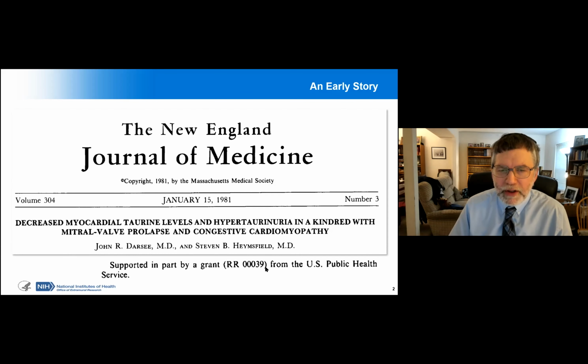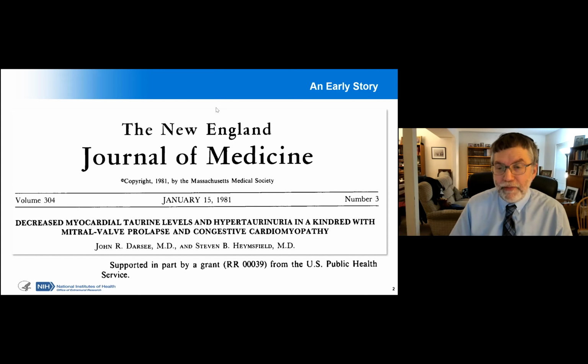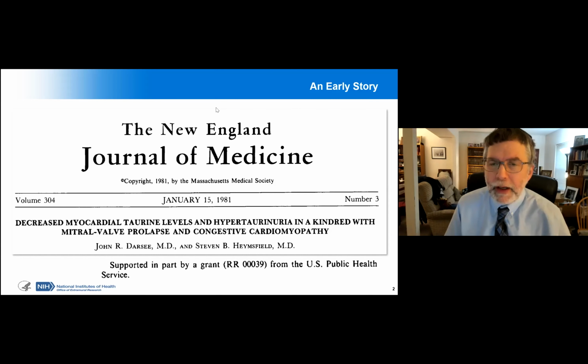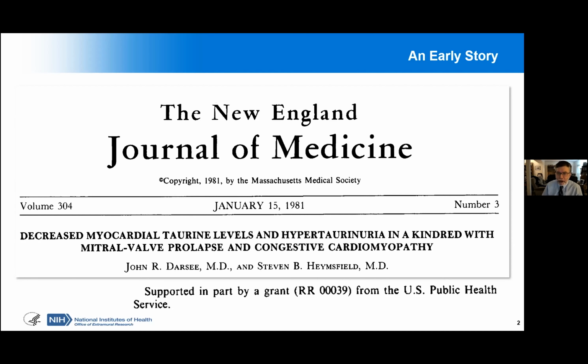The first author was named John Darcy, who at that time was at Emory University. They had claimed to essentially have found a new disease by studying several dozen people within a family and collecting a whole lot of information and specimens about them. You'll notice that this was supported by a grant from the U.S. Public Health Service, an NIH supported grant.